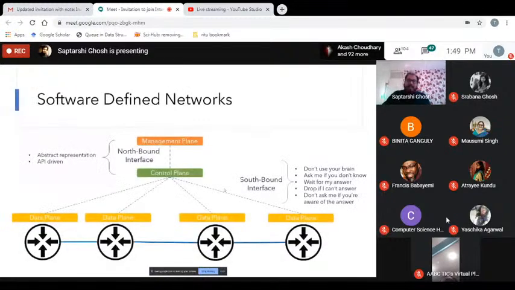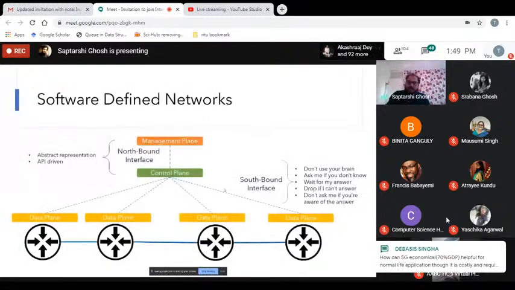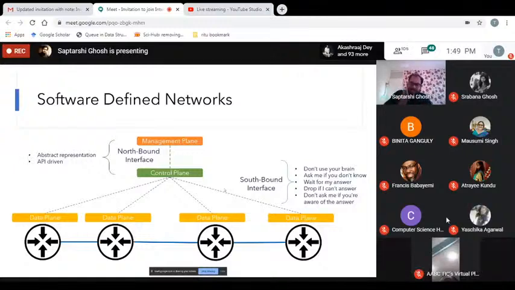With that, I think I set up the stage to get into the main problem. So this is what is there till now. But you're not here to see what is now. You want to see what's going to happen in the next 5 years. So this is a typical software-defined network: the management plane, control plane, data plane, and all this.